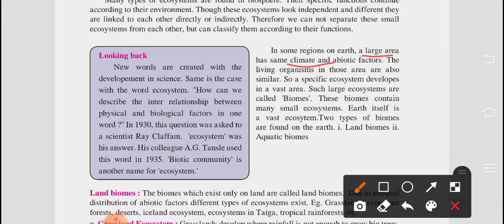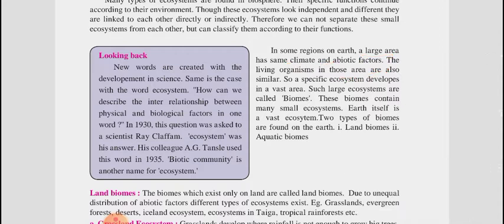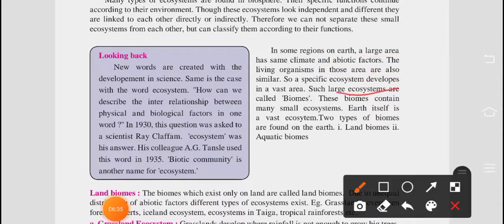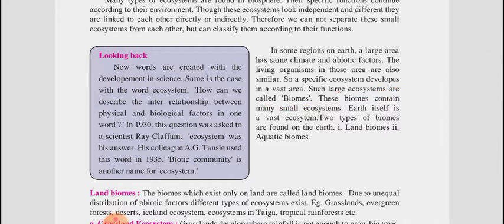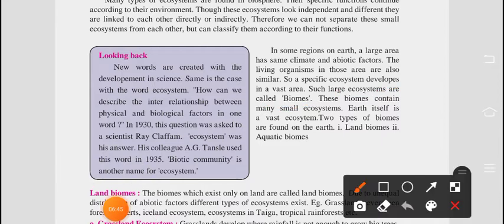The living organisms in those areas are also similar, so a specific ecosystem develops in a vast area. Such large ecosystems are called biomes, which are present everywhere. These biomes contain many small ecosystems. Earth itself is a vast ecosystem.